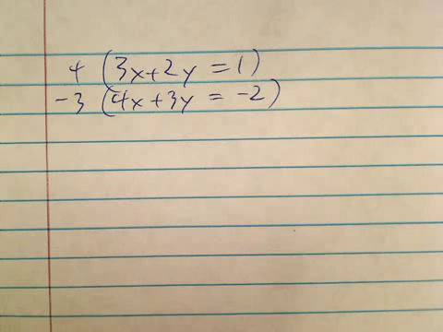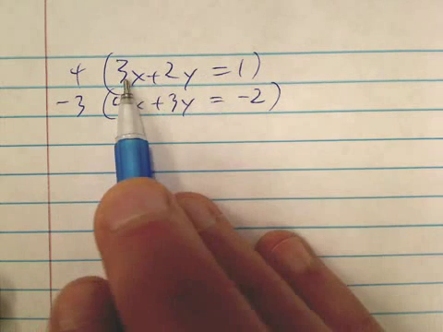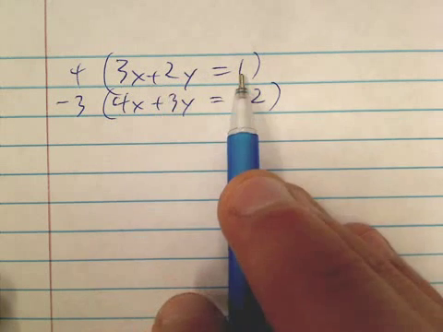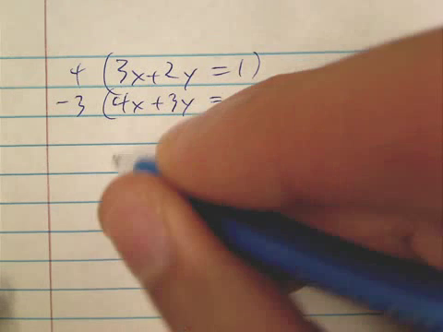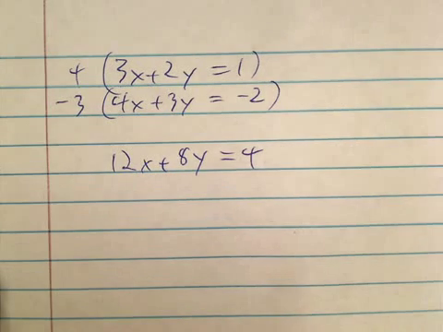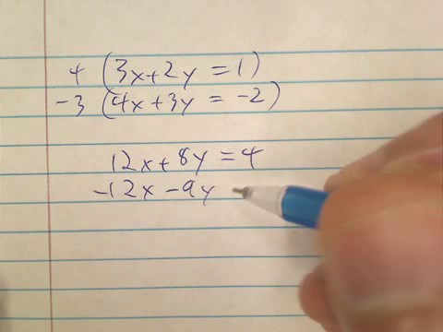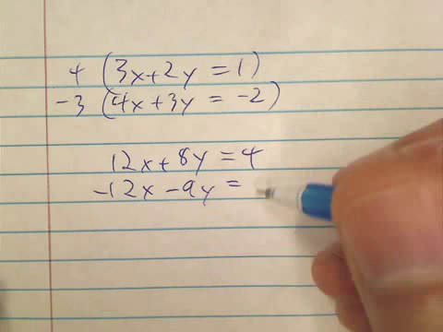And now let's distribute this. So 4 times all of these numbers. 4 times 3 is 12. 4 times 2 is 8. And 4 times 1 is 4. So 12x plus 8y equals 4. So I distributed the 4 to everything. And now the negative 3, distribute that to everything. So I get negative 12x minus 9y equals 6.